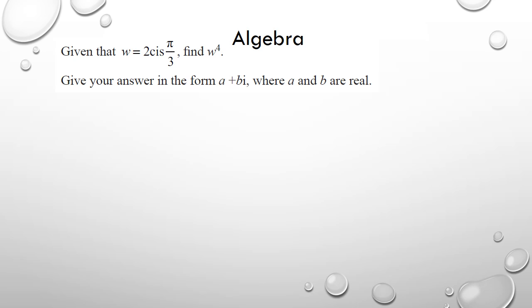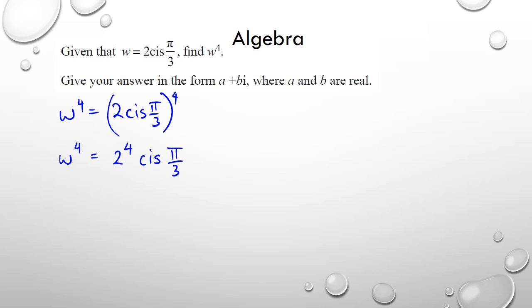On to this one here, we are given that this complex number w equals 2 cis pi over 3, find w to the power of 4. So I've got 2 cis pi over 3, to the power of 4, which means w to the power of 4 is going to equal 2 to the power of 4 cis pi over 3 times 4 as its argument. So 2 to the power of 4 is 16, and then we have 4 pi over 3.